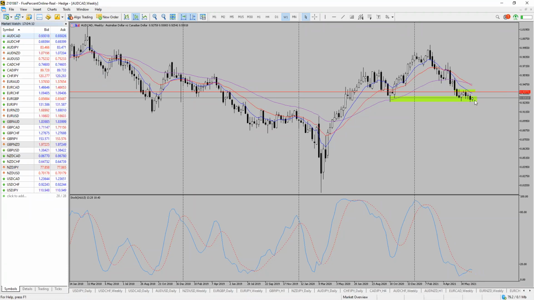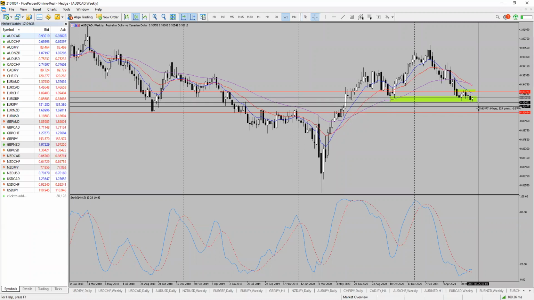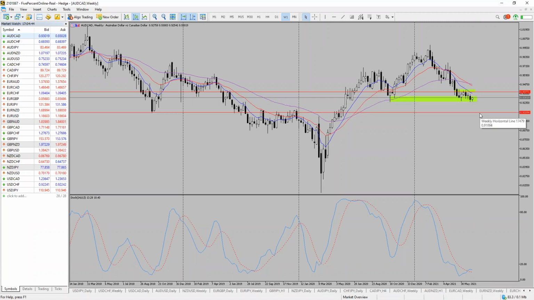And of course, if the Aussie CAD closes below this demand zone, then the road is clear for a drop much lower, initially to this area. You have here support, support, broken, resistance, resistance, resistance, and then breached higher. So if it's broken, it will go like 120 pips, 130 pips, all the way to this area.